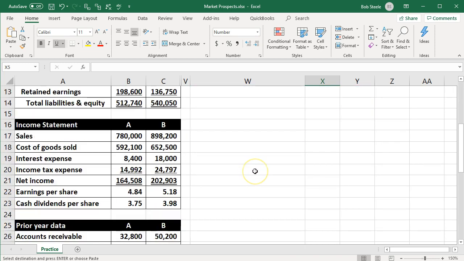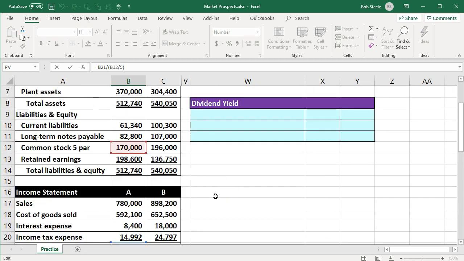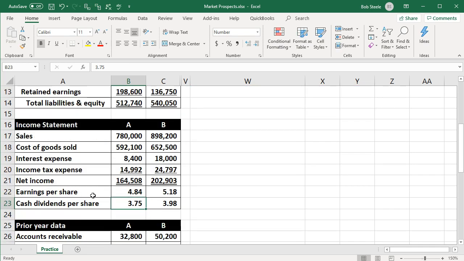In our case, the earnings per share is given here. Note it's calculated as the net income divided by B12 over 5. And if you go to B12, we have the common stock divided by 5 because that's the par value. In other words, the simple earnings per share calculation is going to take the number of earnings we have here, the net income, and divide that by the number of shares that are outstanding.